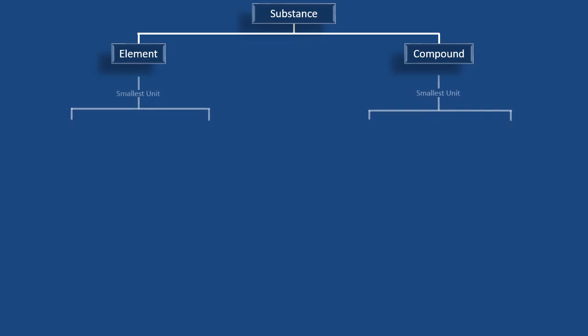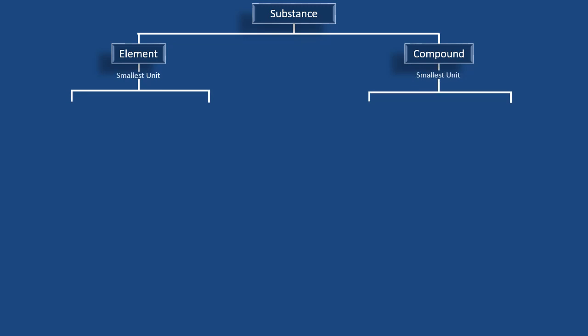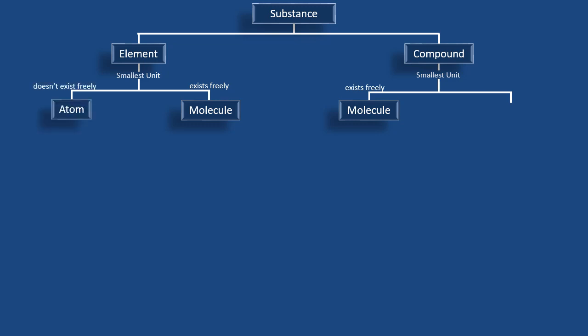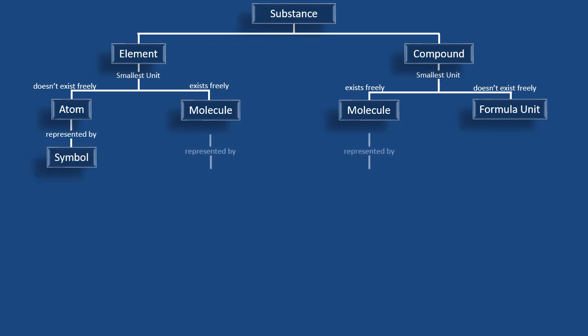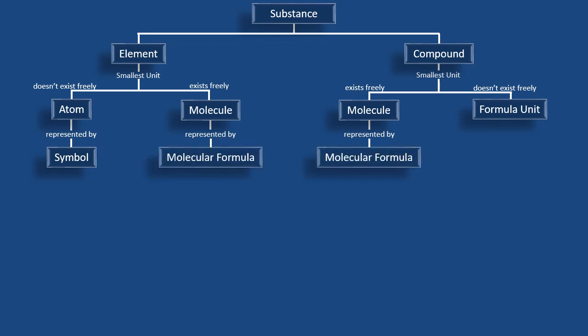A substance is a pure form of matter which may be an element or a compound. Their smallest unit may or may not exist freely. If the smallest unit of both element and compound exists freely, it is called a molecule. And if it does not, for an element, it is called an atom, and for a compound, the formula unit. An atom is represented by the symbol of the element, a molecule by the molecular formula, whether it belongs to an element or a compound, and a formula unit by the empirical formula.